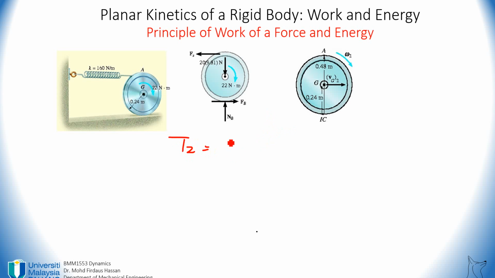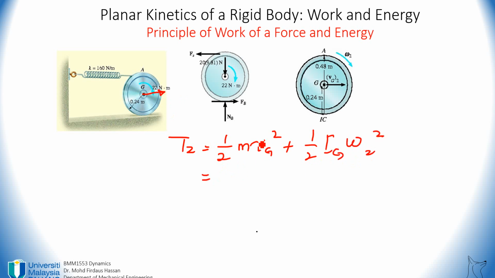So T2, we can say that it is half m vG squared, plus, this is a linear translation, G moves from this point to this point. Then this is the kinetic energy due to the rotational motion, half IG omega 2 squared.